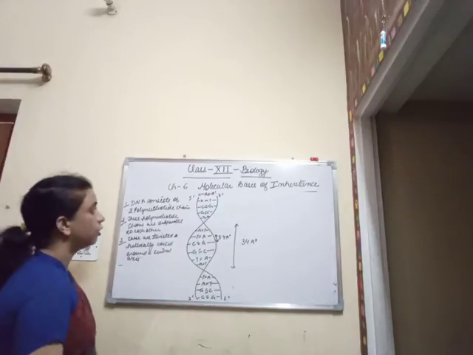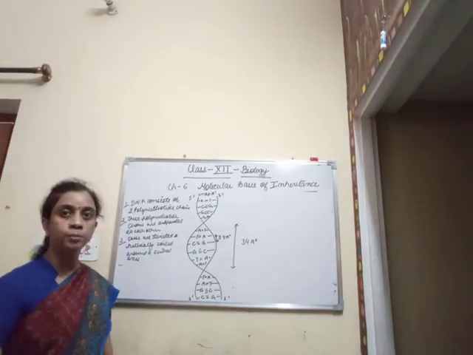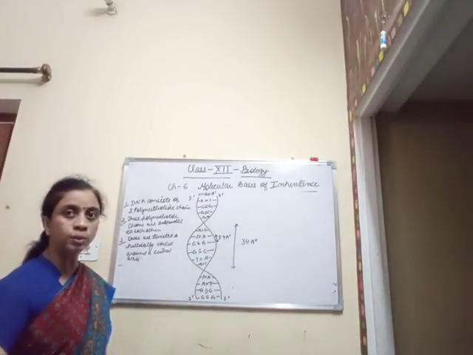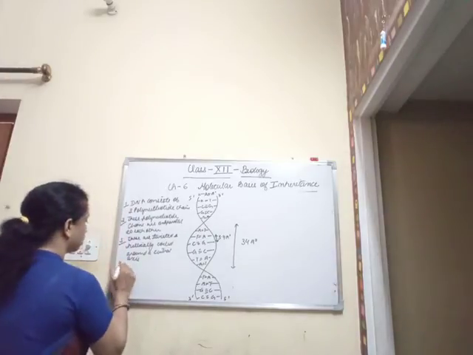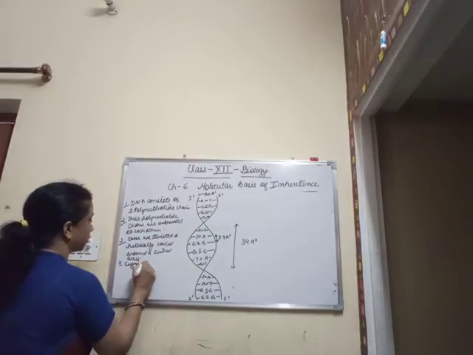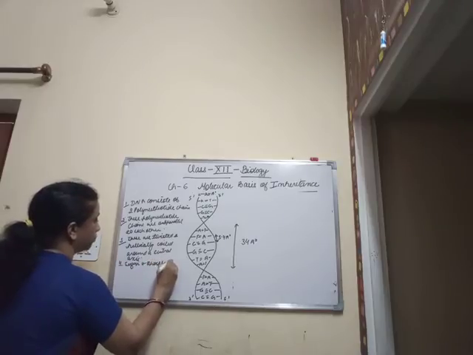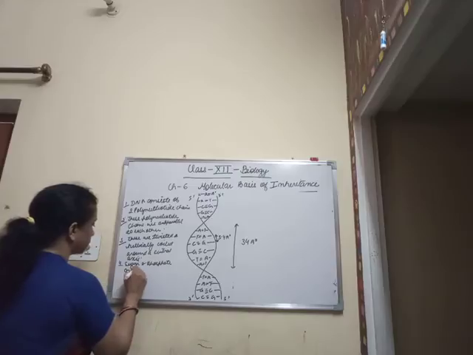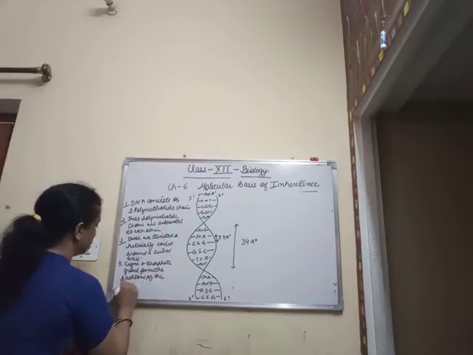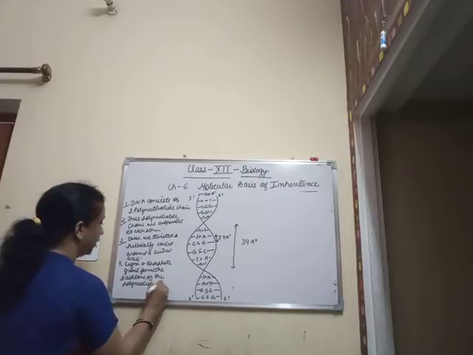Then here the sugar and the phosphate molecule form the backbone of the polynucleotide chain. Sugar and phosphate group form the backbone of the polynucleotide chain.